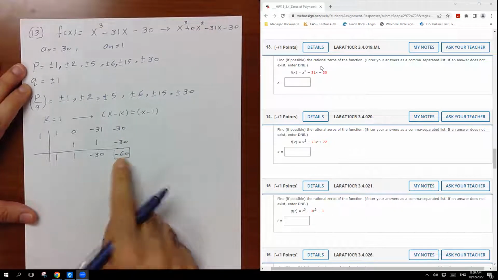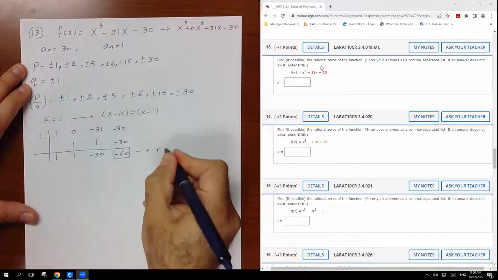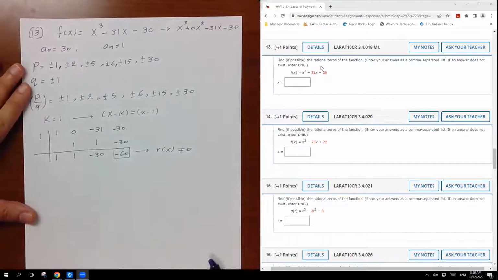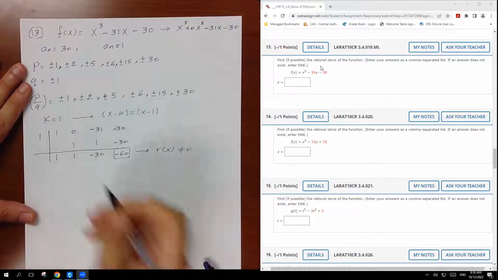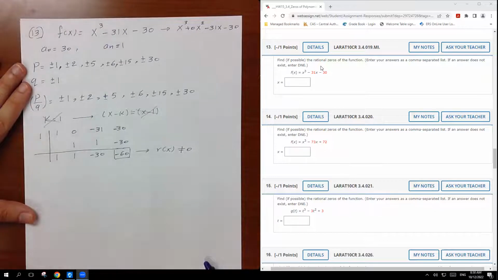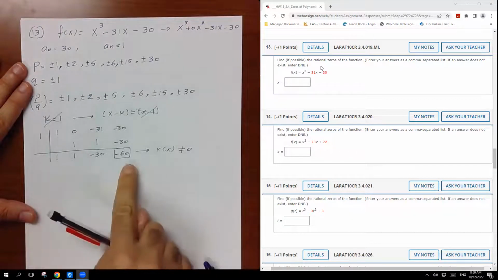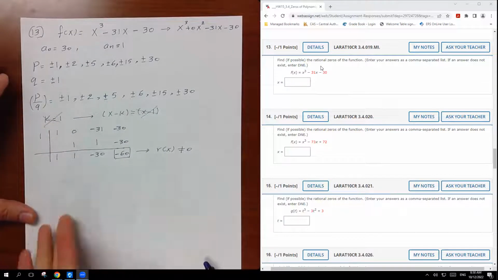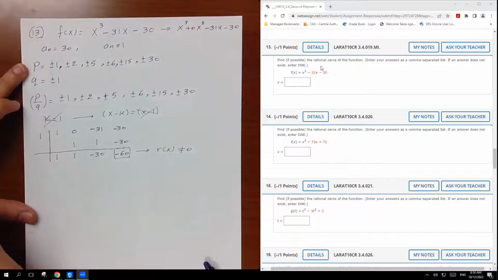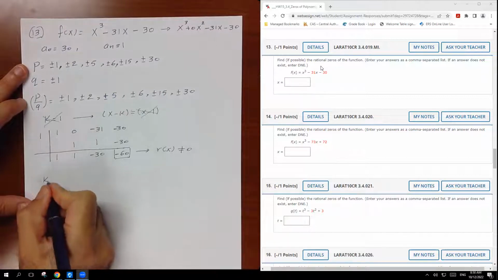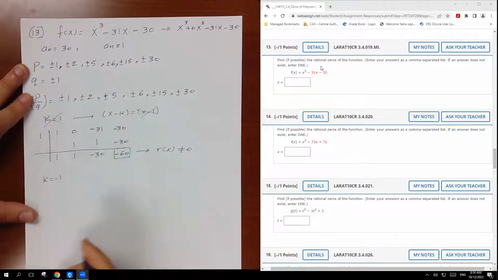If the remainder is not 0, r of x not equal to 0, in this case, if the remainder is not 0, that means k is not an actual 0 for this polynomial function. So I'm just going to cancel it. I'm going to go to the -1. I'm going to say the second option I have is k equal -1. I'm going to do the same steps.